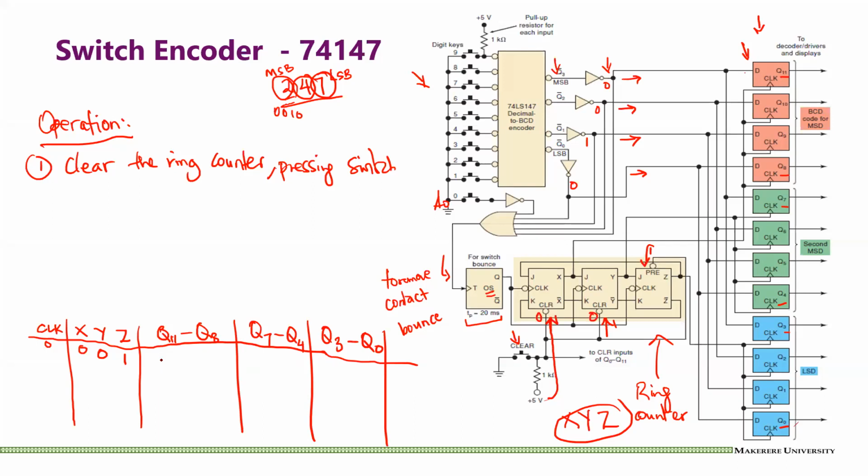Obviously, they are still 0. We can say that they are initially cleared. Let's just assume that they are initially cleared so that we don't waste time on that. 0, 0, 0, 0, and so all those flip-flops are 0, 0, 0, 0.